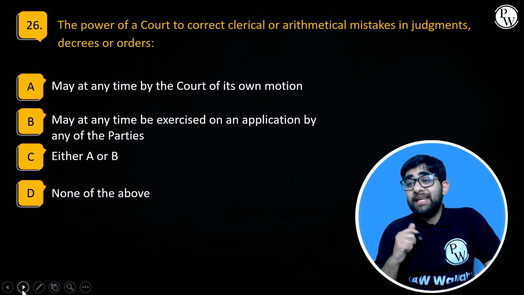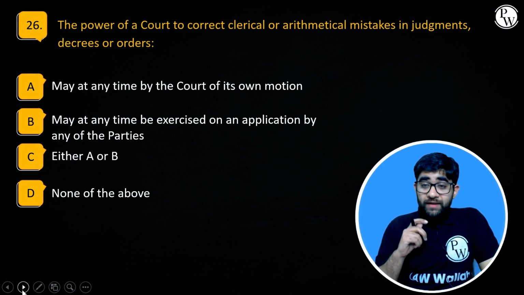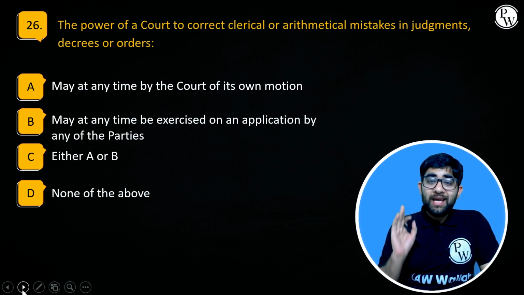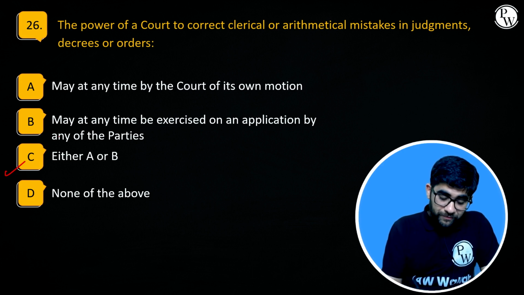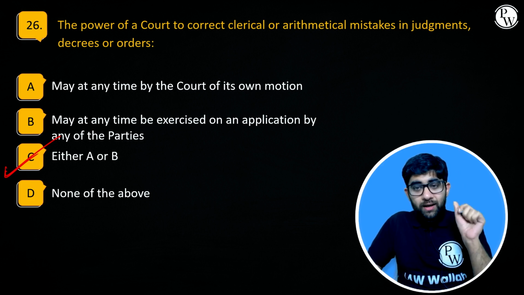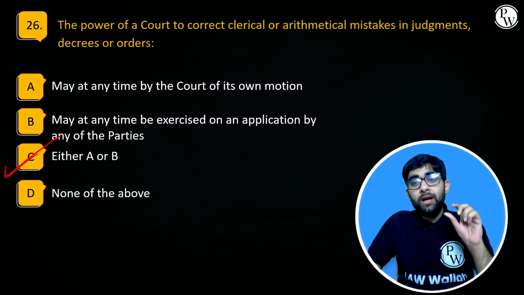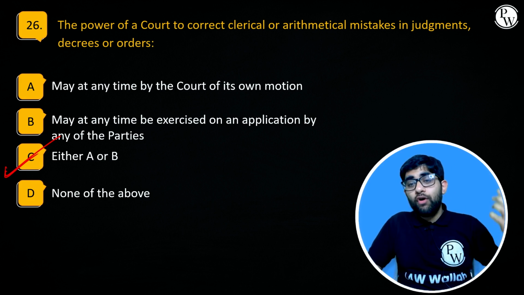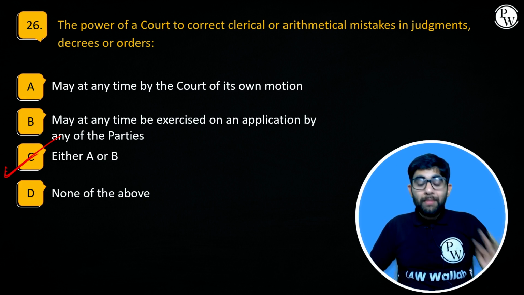may at any time be exercised by the court of its own motion, or on an application by any of the parties, either A or B. Again, if the court comes to the knowledge that it has committed a mathematical or arithmetical or clerical error, it can rectify the same on its own motion or by an application moved by the parties.